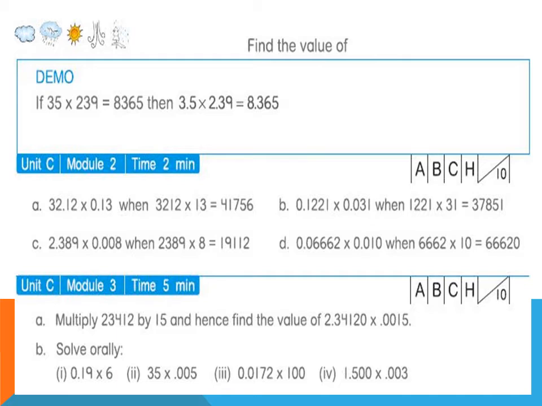Now look at the question properly. When we are going for 3.5, the decimal point shifted one place, count that as 1. When we are writing 2.39, the decimal point shifted to the left by 2 steps. That means 1 plus 2 equals 3. So when the answer was 8,365, that means 8,365.00, shift the decimal point 3 steps to the left and we will get 8.365.